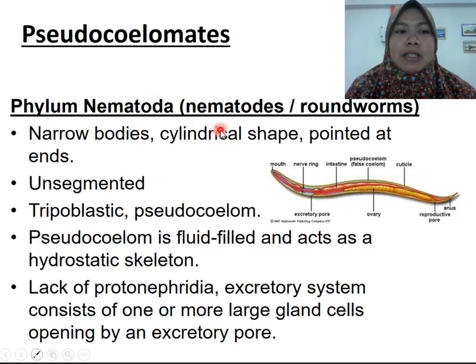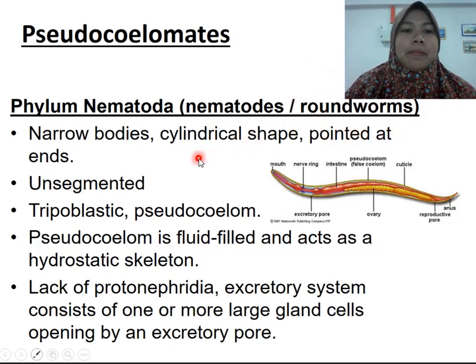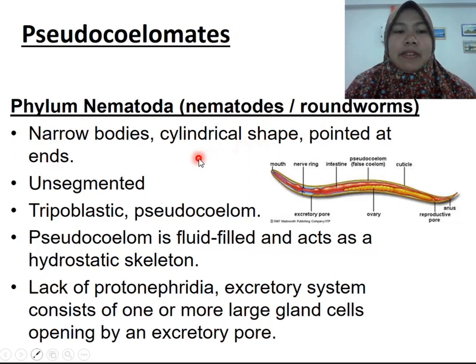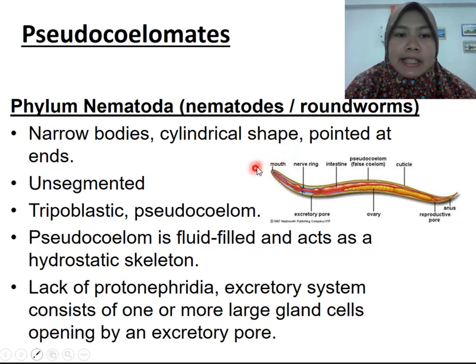An example of an animal in this phylum is known as nematodes, or the roundworm, ataupun bahasa Melayu kita panggil cacing gelang. What are their characteristics? The first one, they have narrow bodies, cylindrical shape pointed at the end. You can see one end is cylindrical and the other end is pointed.